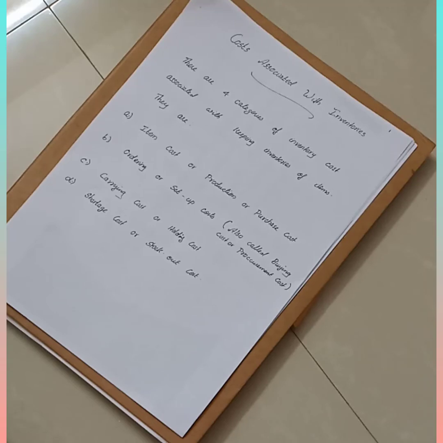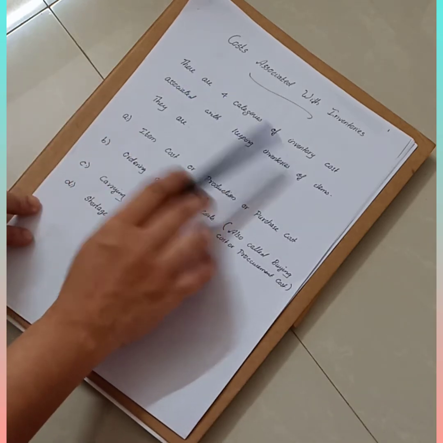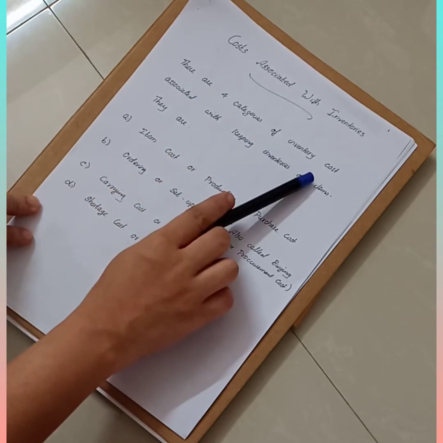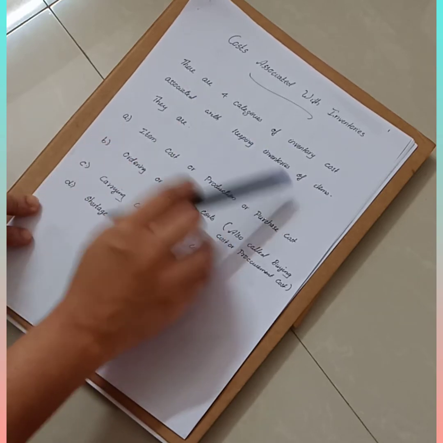Dear students, in the last class we discussed inventory control and the various techniques involved in inventory control. In today's class, we will discuss EOQ and different costs associated with inventories. There are basically four categories of inventory cost associated with keeping inventories of items.